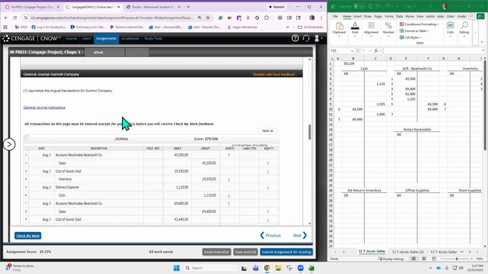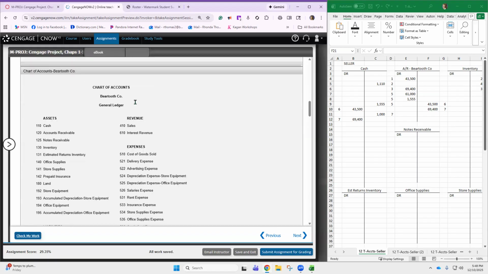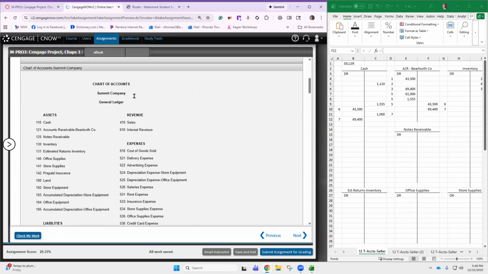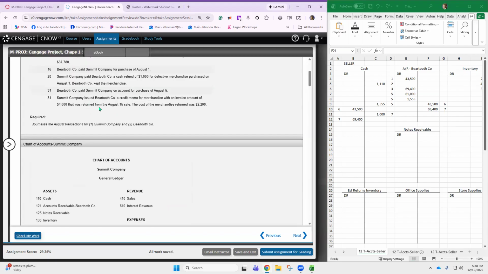So the last transaction probably has something to do with the buyer and the seller. That's okay. All right, Summit issued a credit memo. So this is something from Summit. This is coming from the seller's point of view. So look at your seller's T accounts. It's a credit memo for merchandise with an invoice amount of $4,000 that was returned from the August 15th sale. So the August 15th sale is sitting here in AR and it hasn't been paid yet.